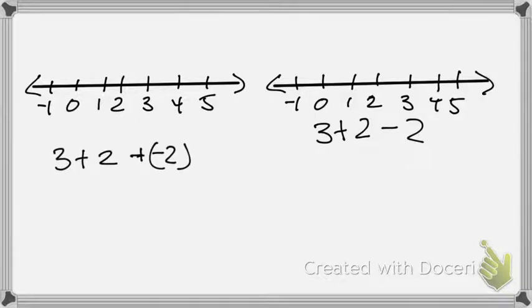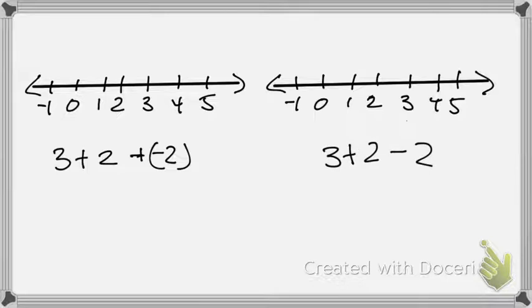So we got two different problems. They look pretty similar. It's a little bit different, right? So the first one is 3 plus 2 plus -2. So let's just do that one together.